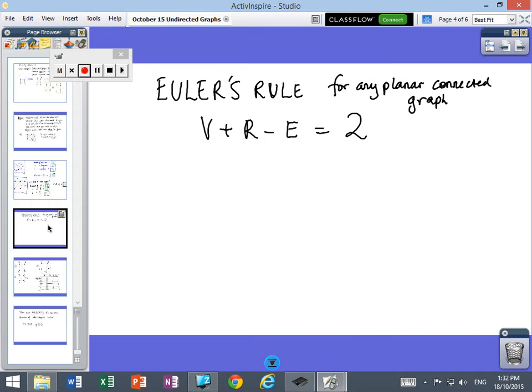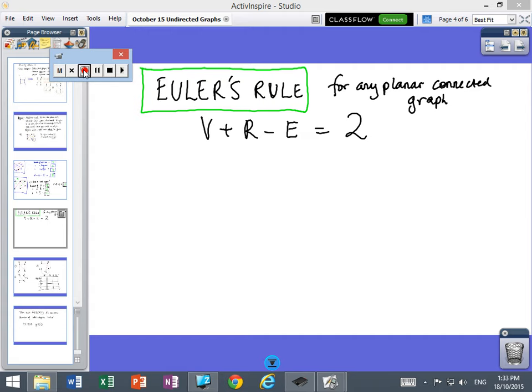Now, if I move on to the next one, what you guys have hopefully discovered is that we've found Euler's rule. So, for any planar connected graph, so we've been talking about planar graphs, these are the ones that have got no crossovers, the rule should be the same. If we add together the vertices and regions, take away the edges, then we should get an answer of 2 every single time.